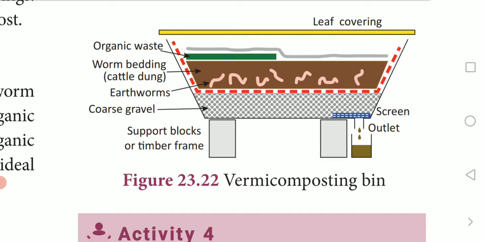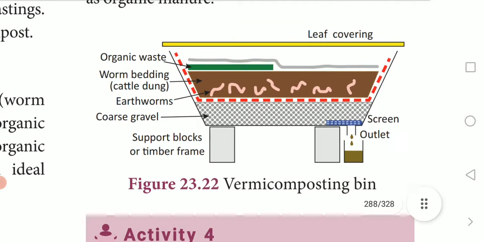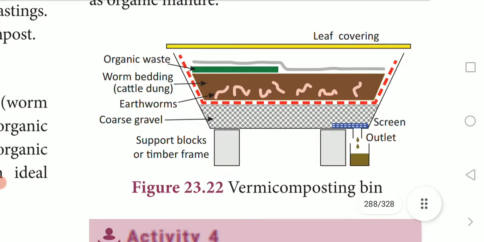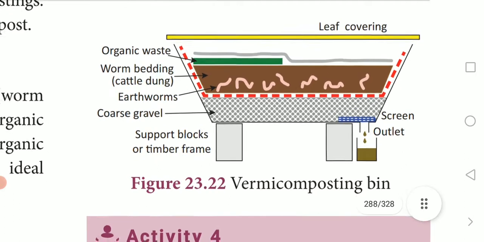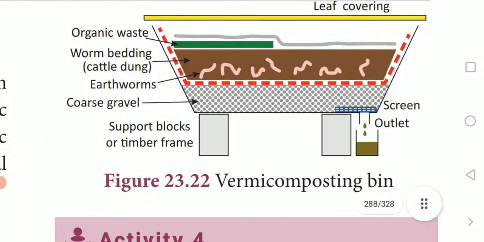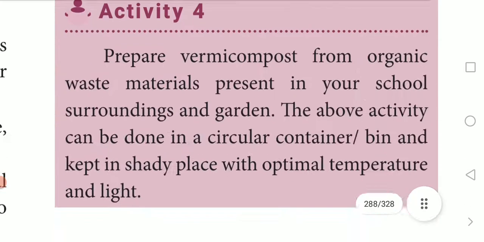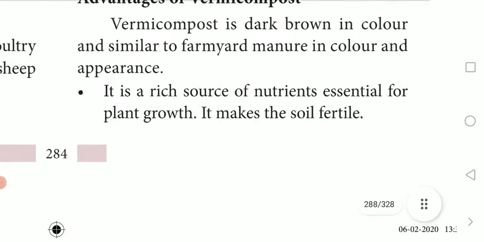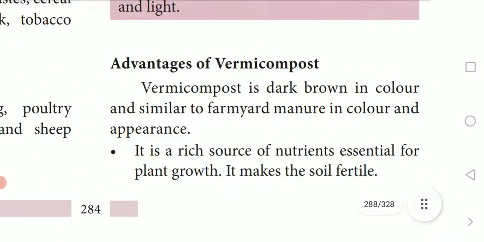Here the organic waste such as kitchen waste, vegetable waste, and fruit waste is added, which is fed on by earthworms. The bin is covered by coconut leaves or gunny bags to conserve moisture, provide darkness, and keep out pests. After a period of 60 days, the waste is completely transformed into nutrient-rich material excreted by earthworms, known as worm castings. These castings are harvested and used as organic manure.